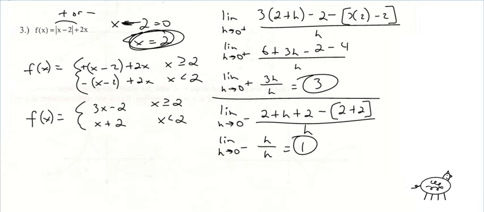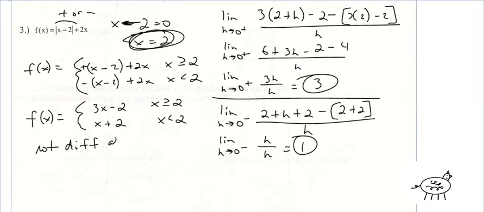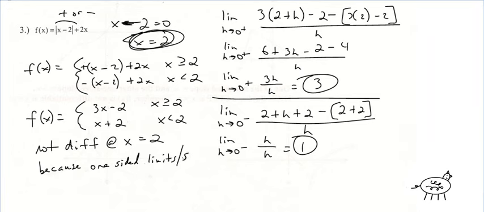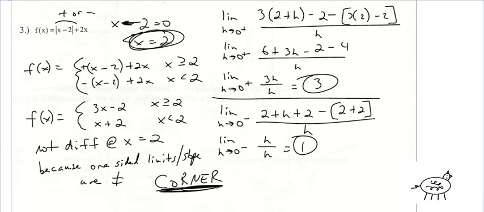Because these slopes are different, you're going to say it is not differentiable at x equals 2 because the one-sided limits, or slopes, are not equal. And then you're going to tell me it is a corner. Because remember, for a corner, the one-sided slopes can't be infinity or negative infinity; they have to be real numbers, and they're not the same.